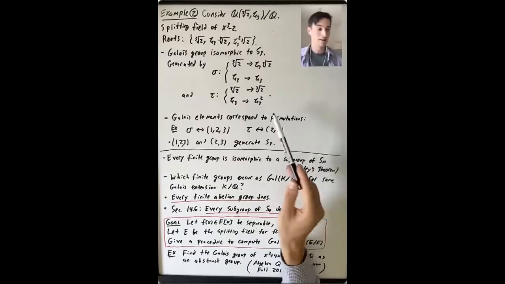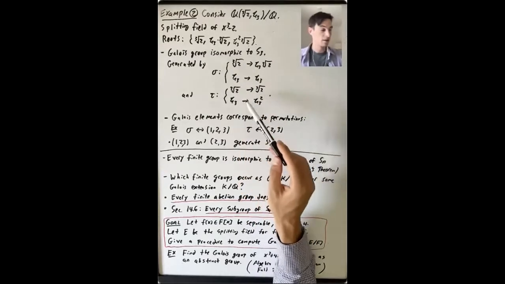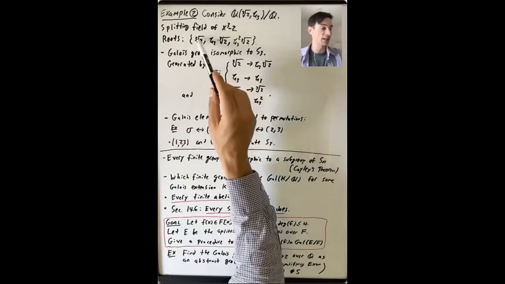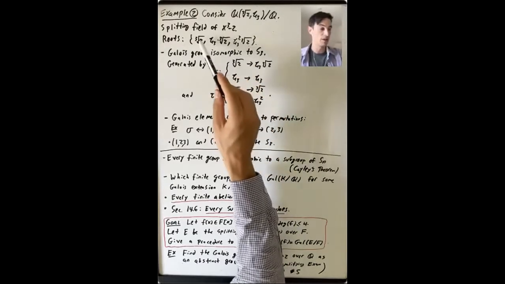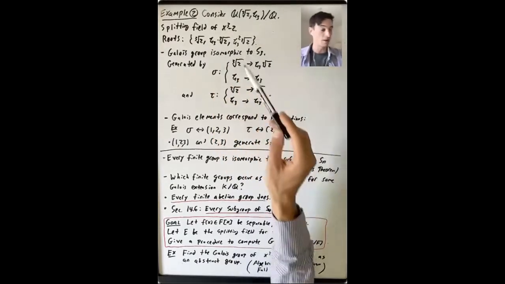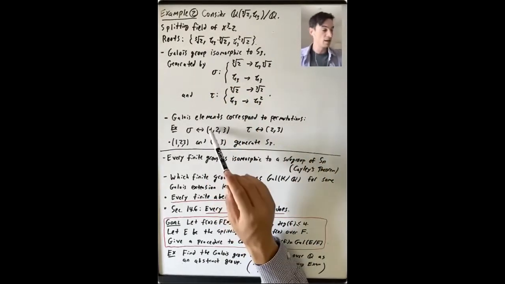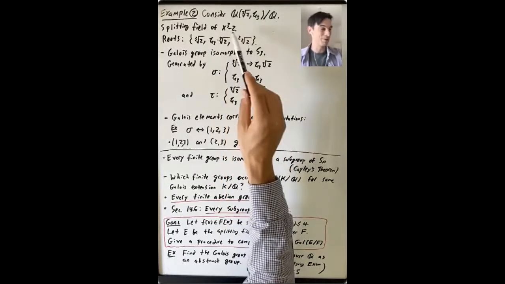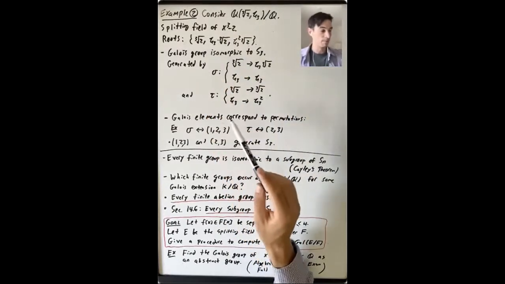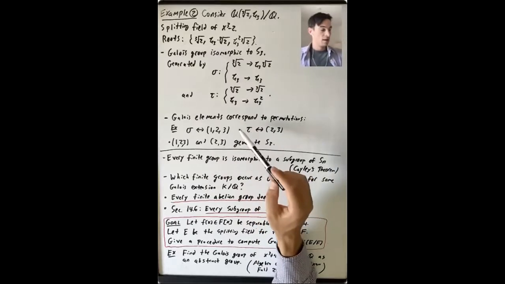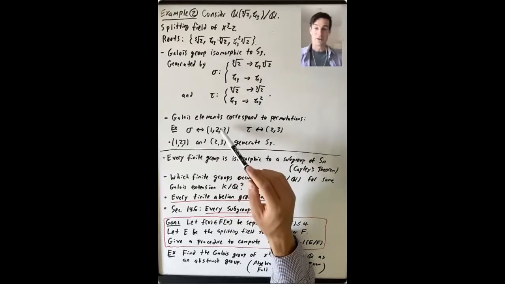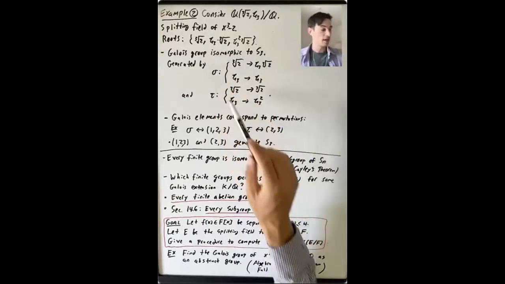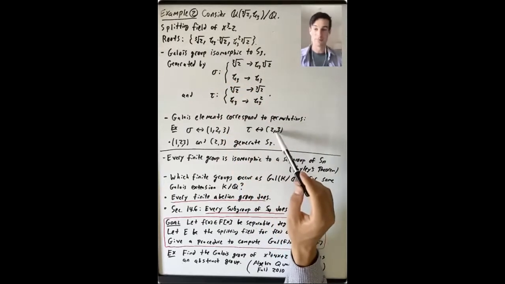So we can see these Galois elements correspond to permutations in S3, permutations of the labels of these three roots. We've just chosen an order and we stick with it. Sigma sends root 1 to root 2, root 2 to root 3, and root 3 back to root 1. So it corresponds to the permutation 1 goes to 2 goes to 3. Tau fixes the first root and sends 2 to 3 and 3 to 2.